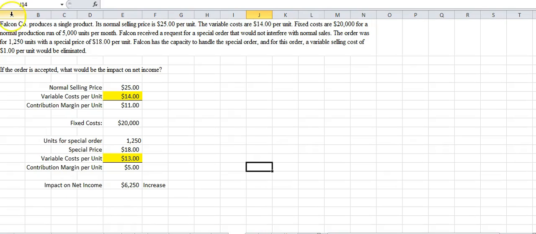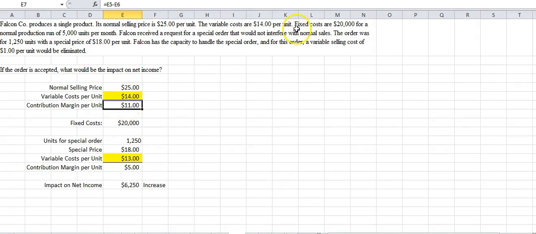It says Falcon Company produces a single product. Its normal selling price is $25 per unit. The variable costs are $14 per unit. So it produces a product for $25 per unit, variable cost of $14. That means that you know that the contribution per product is $11 per unit. Okay, so right here I'm already setting this up. None of this is given to you. This is we're trying to solve the problem.